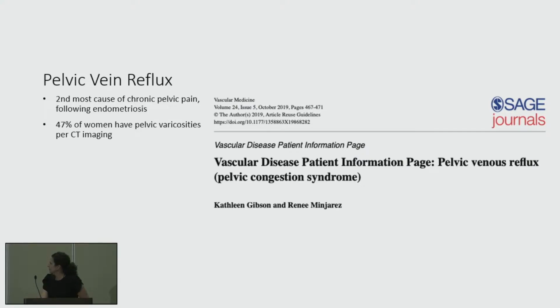And then this article here: pelvic vein reflux is the second most common cause of pelvic pain following endometriosis. So this is a huge issue for women that maybe is underdiagnosed. And 40% of women had pelvic varicosities per CT imaging. That doesn't necessarily mean that they're going to be treated, but they have pelvic varicosities. And in at least our facility, we have either a top-down or a bottom-up approach, depending on where the patient's having symptoms. If they don't have pelvic symptoms, they're not going to go after these veins. If they only have lower extremity veins that we saw previously, it's just going to be from a bottom-up with foam echo sclerotherapy.